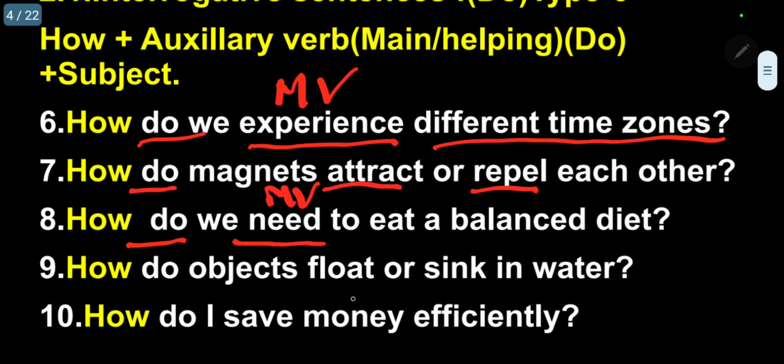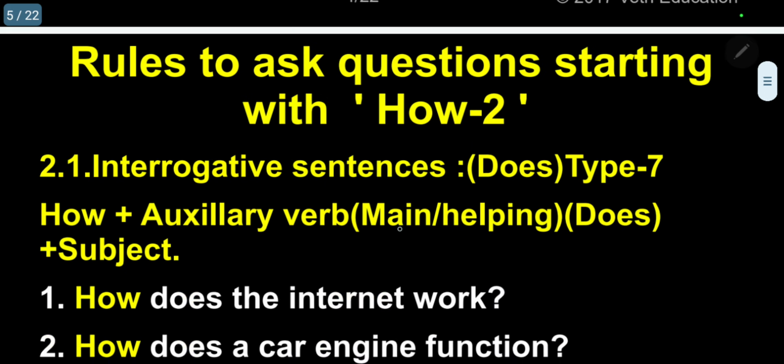How do objects float or sink in water? Float or sink main verb, do auxiliary. How do I save money efficiently? Save main verb, do auxiliary. So in this case, do is acting as the main as well as the auxiliary verb.